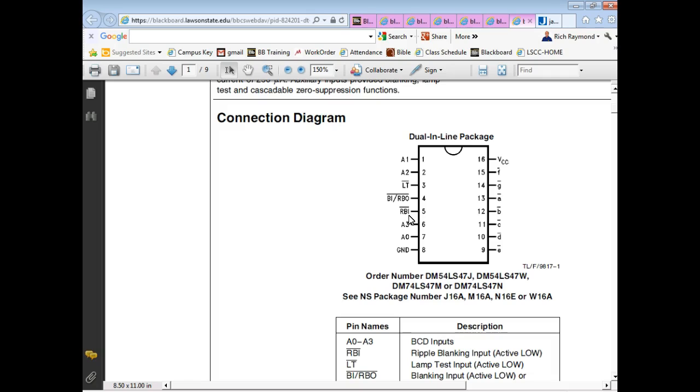But this is a decoder. I don't have it hooked up right now, but it's going to look like it takes a lot of wires. All I need to do is put a binary code into this thing, and it determines which segments to turn on. So let's go back and look at the truth table.